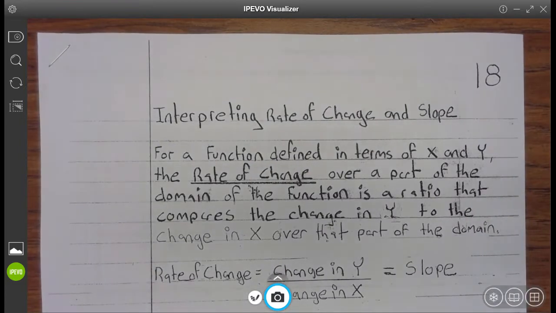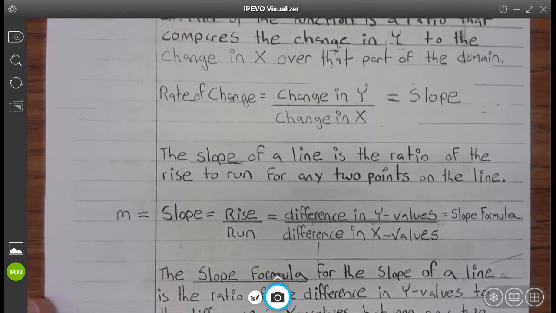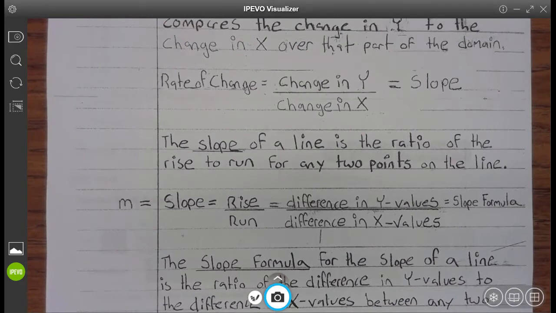Okay, Wildcat, today we're going to journal page 18, interpreting rate of change in slope. For a function defined in terms of x and y, the rate of change over a part of the domain of the function is a ratio that compares the change in y to the change in x over that part of the domain. Rate of change is the change in y divided by change in x, which equals slope.